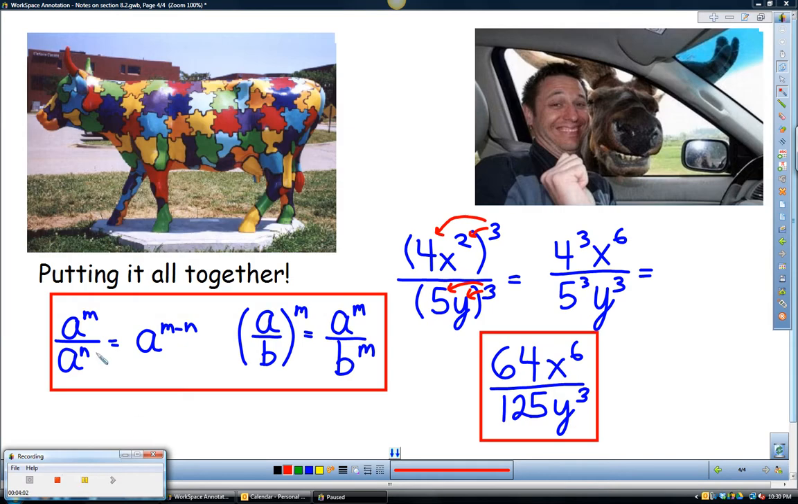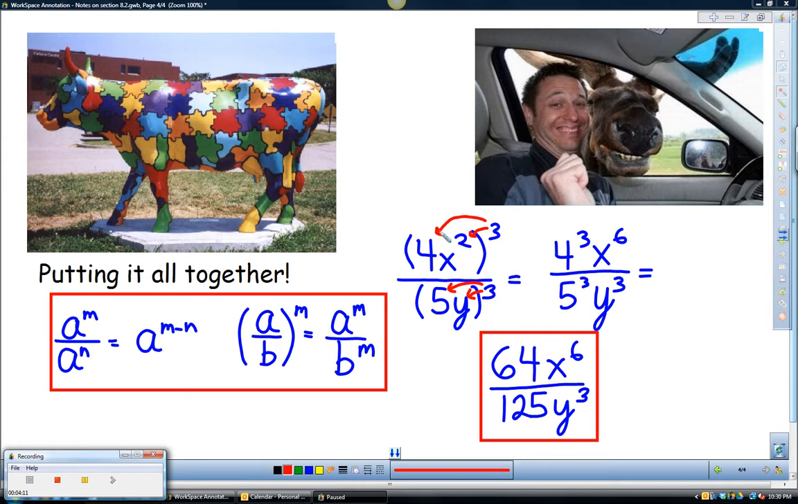Now let's put it all together. When you have 2 numbers being divided, and you have the same base, you subtract the exponents. When you have 2 numbers being divided, being raised to a power, you apply the exponent to the numerator and to the denominator. Now here's kind of a tricky problem where you have both properties being used.